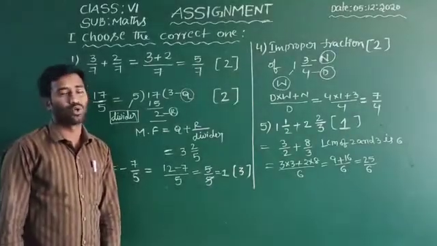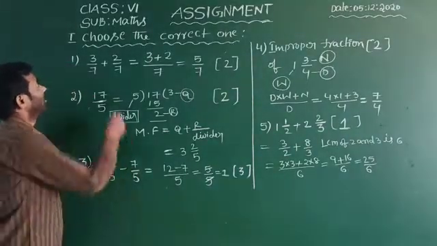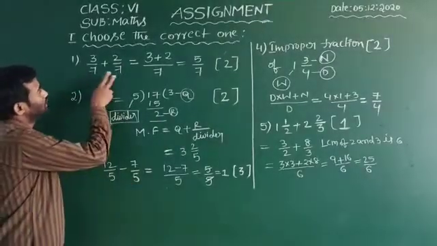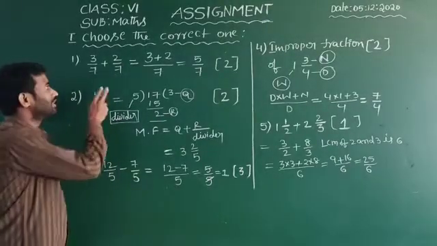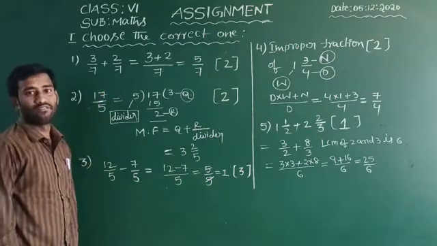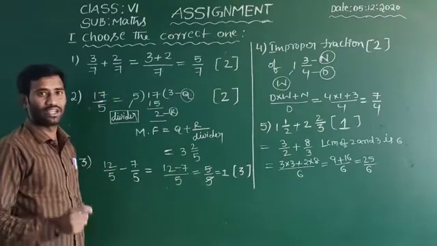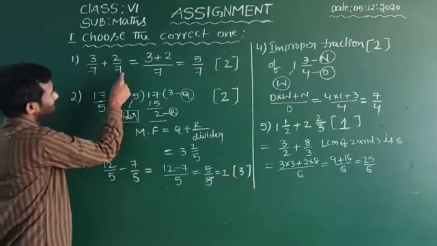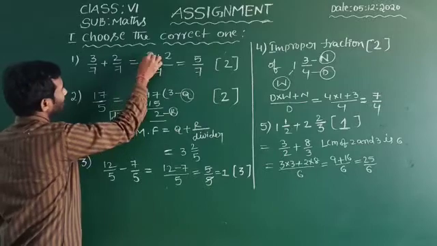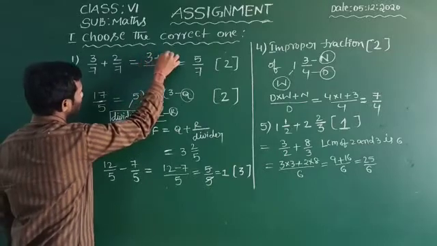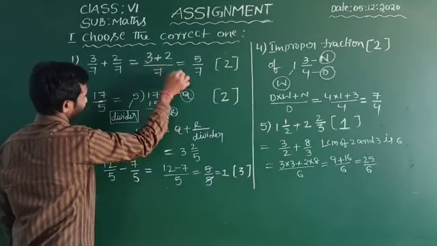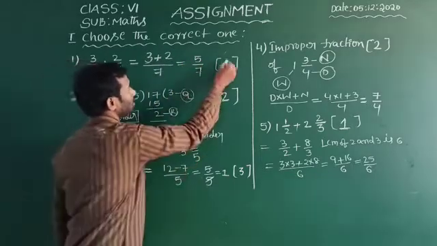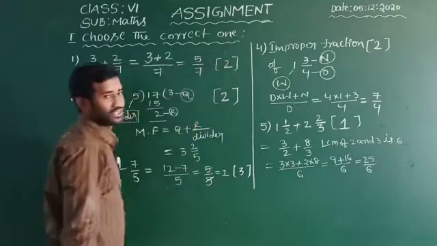In that, question number 1 is 3 by 7 plus 2 by 7. If you observe, these two have the same denominator, that is, these two are like fractions. When we add like fractions, we can just add the numerators, that's enough. So 3 by 7 plus 2 by 7 equals 3 plus 2 by 7, which is 5 by 7. According to our options, option 2 is the correct option.